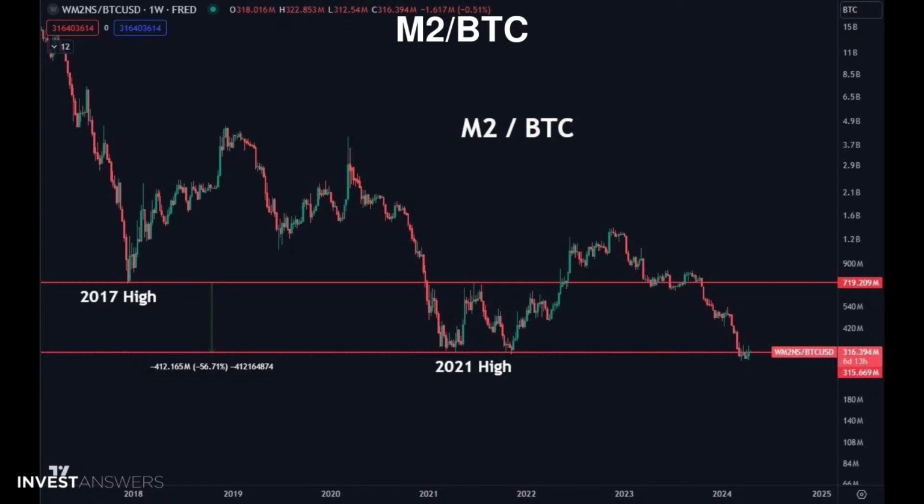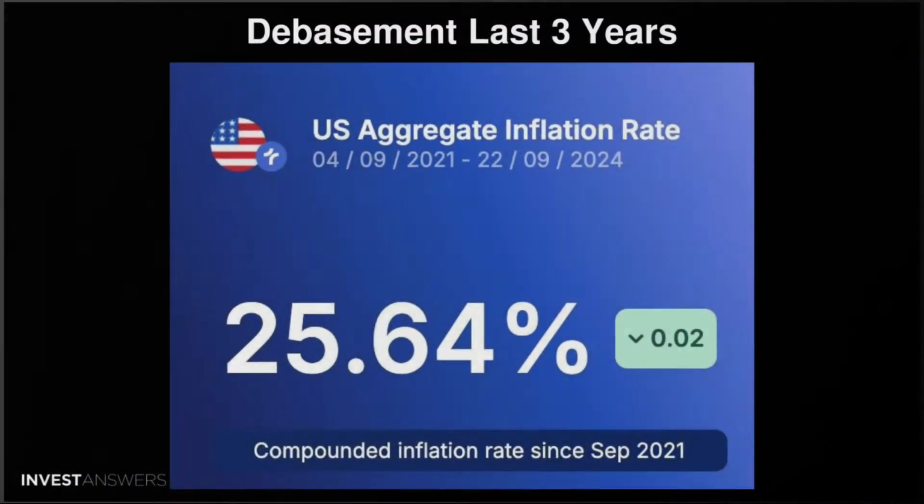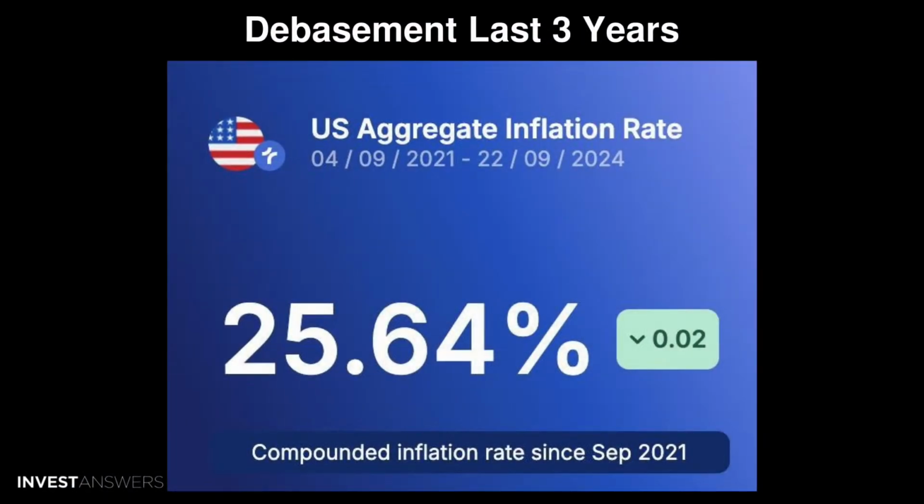Now, if you look at the M2 over Bitcoin ratio, this chart tracks how much M2, as a measure of money supply, is needed to purchase a Bitcoin. A declining ratio suggests that Bitcoin is gaining value relative to the money supply, indicating debasement effects. And that's what we're going to break down here. So I'm glad you're asking this question. First of all, this is from Trueflation.